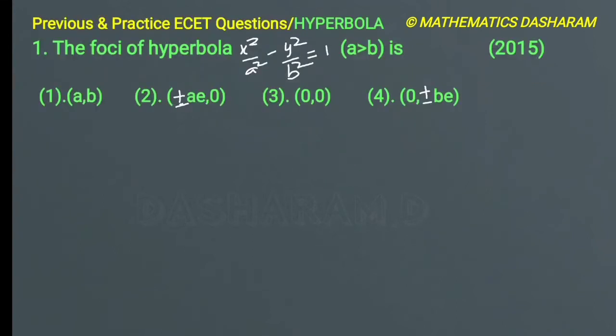First question, the foci of the hyperbola x square by a square minus y square by b square equals 1, and a is greater than b. This question was asked in 2015. So it is a direct answer. From the formula we can say the foci of a hyperbola is plus or minus ae comma 0. So option 2 is correct.